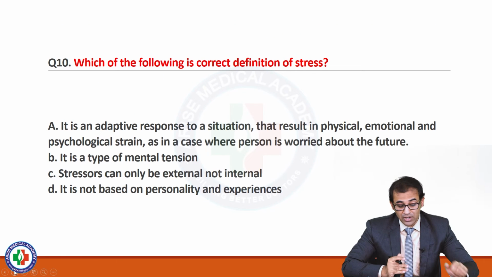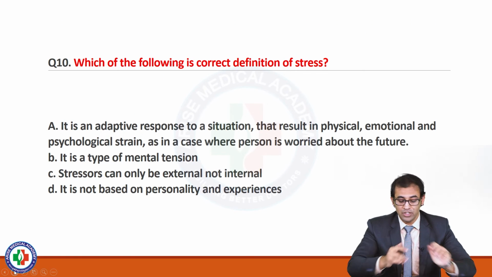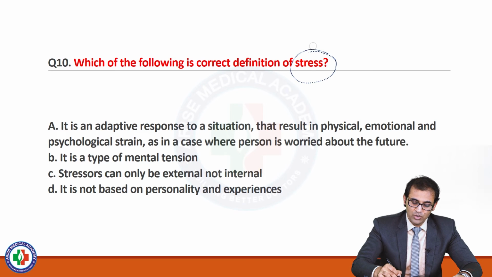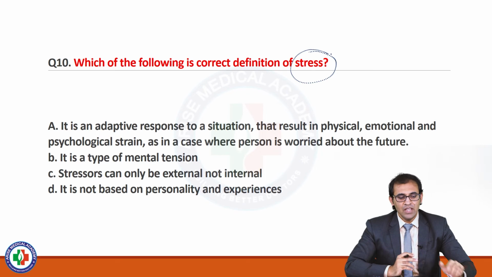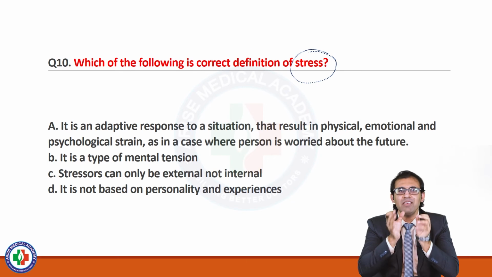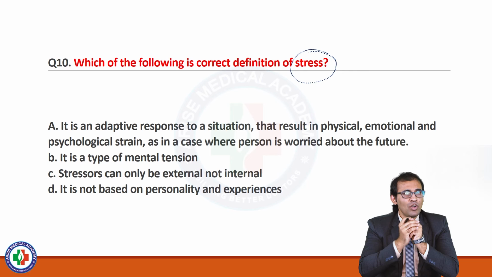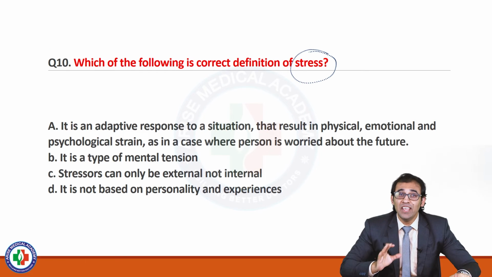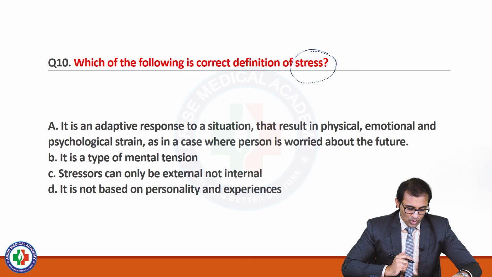Next question, which of the following is right statement related to a stress? Related to the definition of a stress. See, overall, what is the meaning of a stress? See, I would say stress is the response of body to anything which needs attention or action. Or I can say any kind of change which leads to physical, emotional, or psychological strain. So this is the definition of a stress, right? Okay, fine. So we have to choose one answer.